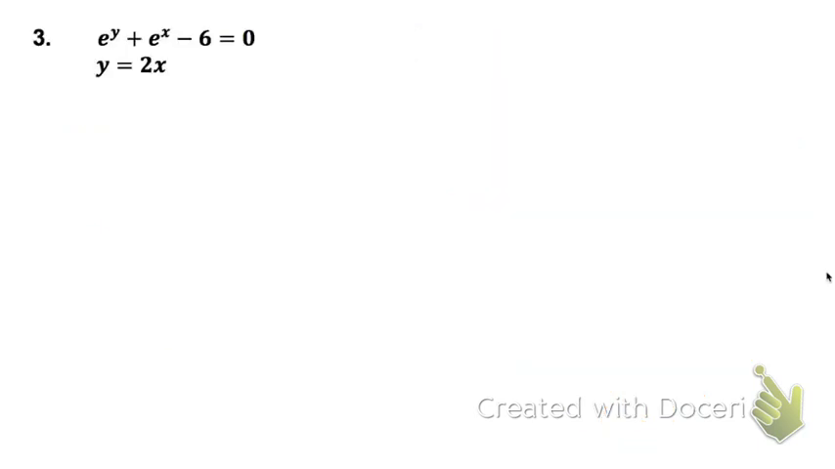Okay, looking at this one, what would be something we'd want to use? Substitution. So I'm going to substitute where I see a y, I'm going to put 2x. So e to the 2x plus e to the x minus 6 equals 0.